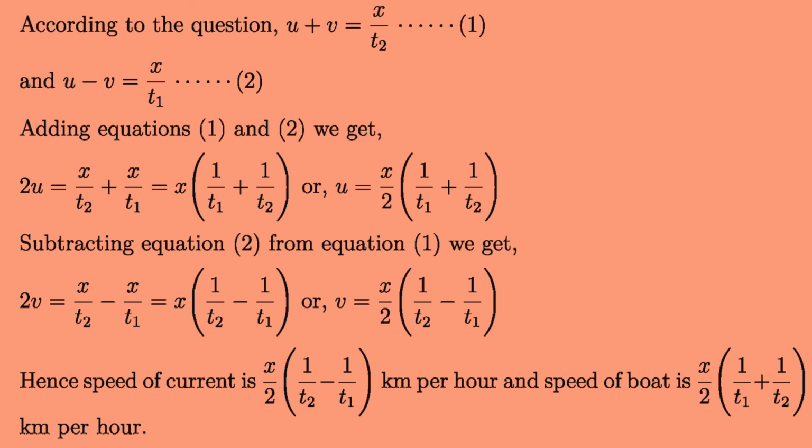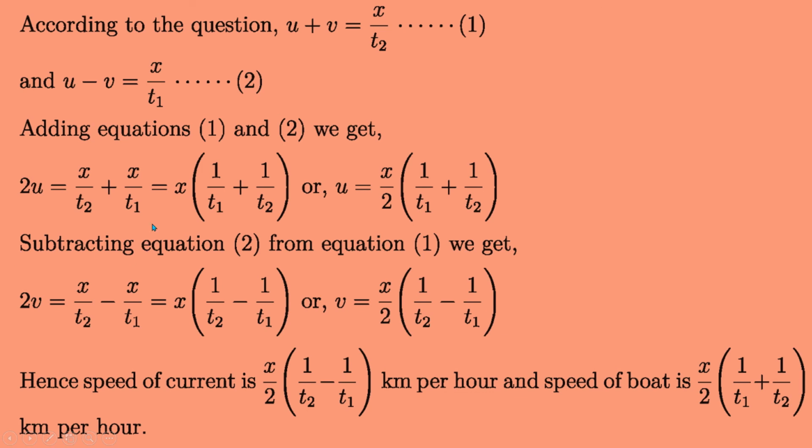Adding 1 and 2 we get 2u, because the v's cancel, here is minus, here is plus, and the right side will be x by t2 plus x by t1. After taking x common, 1 by t1 plus 1 by t2. Therefore u is equal to x divided by 2, this 2 moves to the right side as a divisor, into 1 by t1 plus 1 by t2.